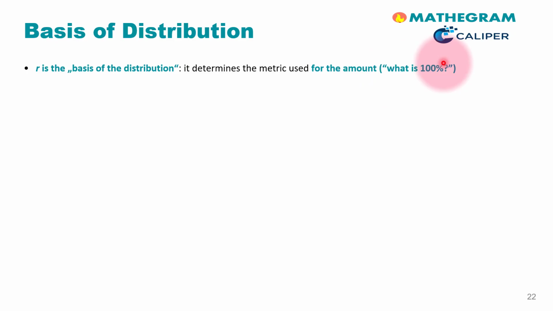For example, we can define as 100% the total number of particles, e.g. 100,000 particles, or we can define as 100% the total mass of particles, e.g. 5 kg. As you will see, this is of fundamental importance, as you will understand with an example in a minute.